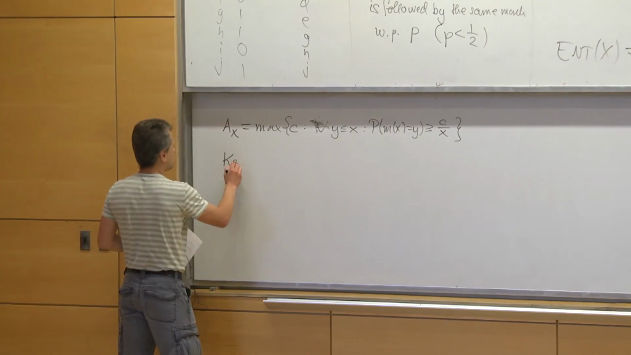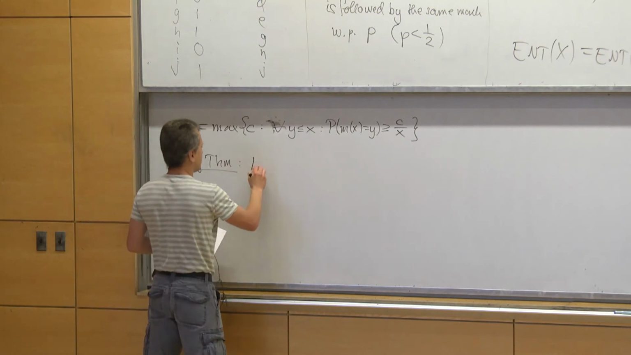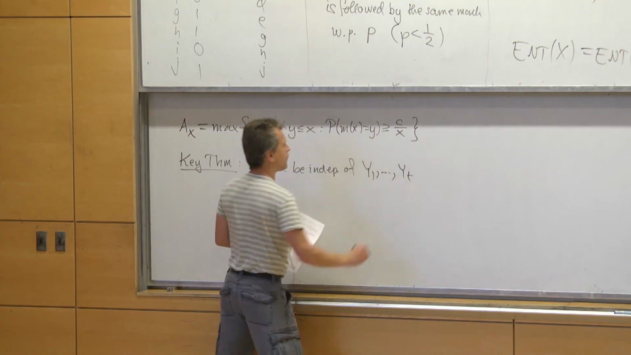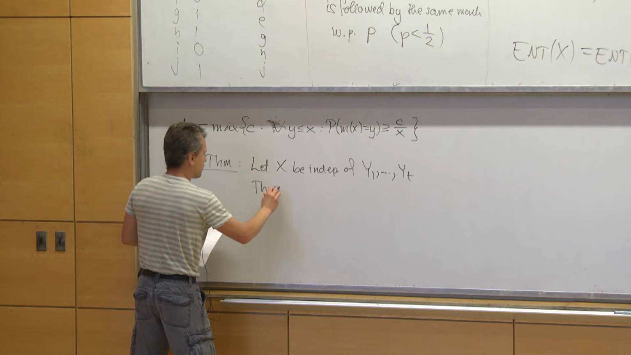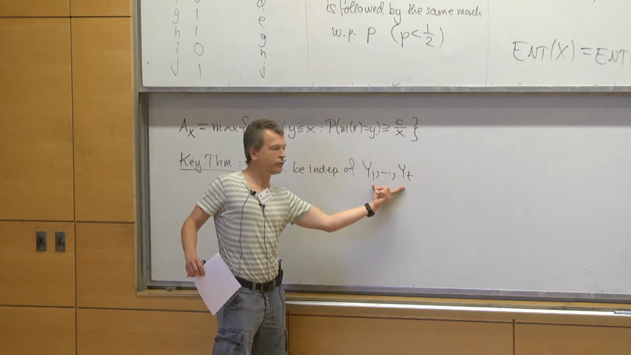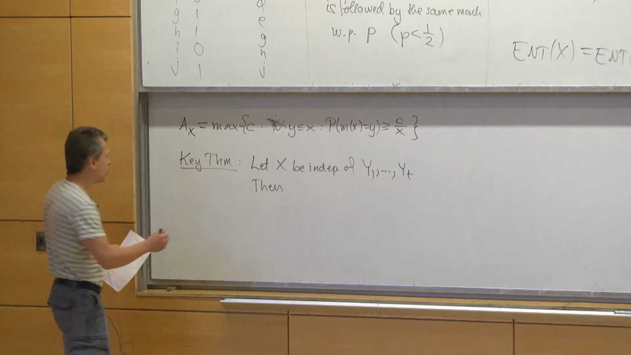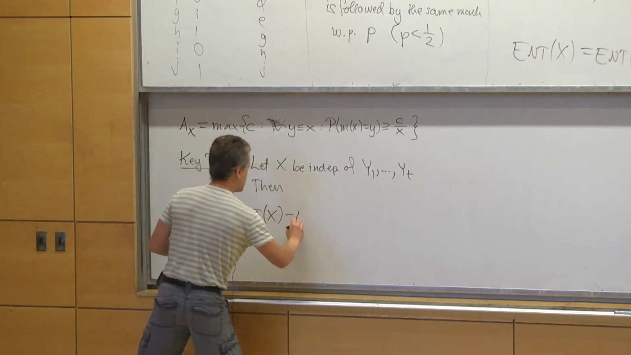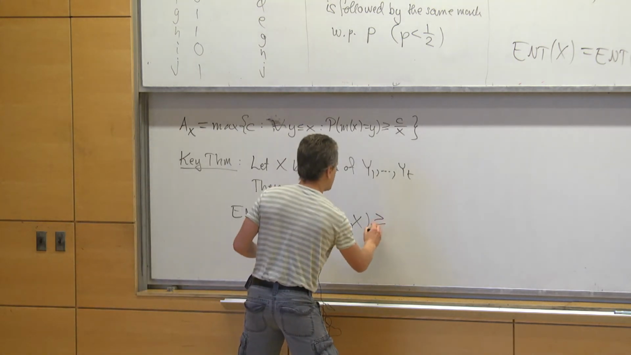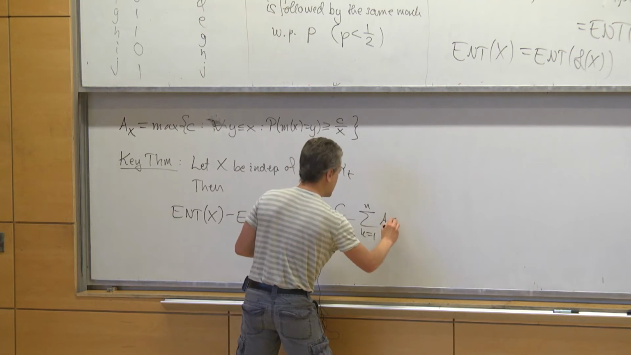Okay, and here comes the key theorem in using this technique. So we let X be independent of the Y's. Then the relative entropy after applying the composition of these on X will be, the effect will be non-negligible, and it's quantified in the following way: the entropy of X minus the entropy of Y_T composed with X is bigger than or equal to some universal constant, capital C, divided by log n times the sum over k from 1 through n of a_k e_k.